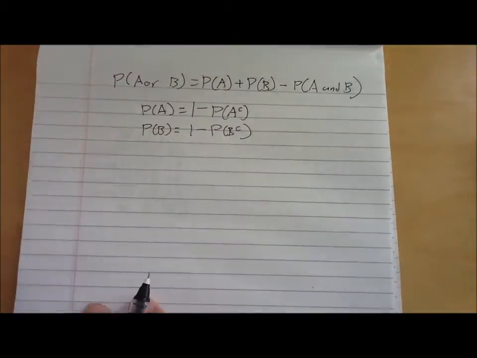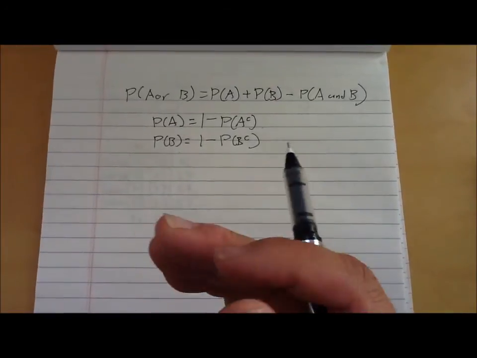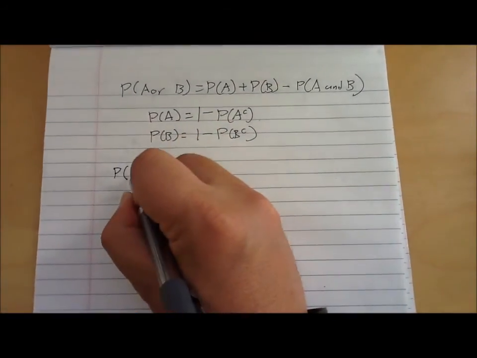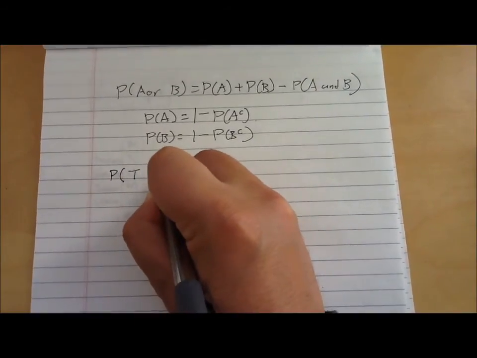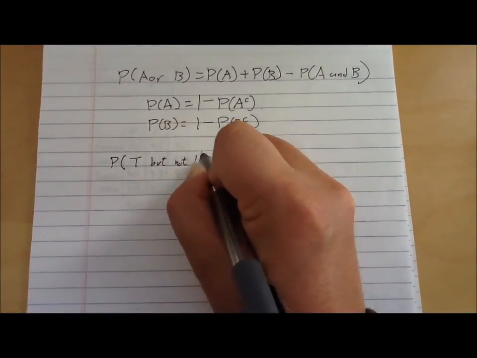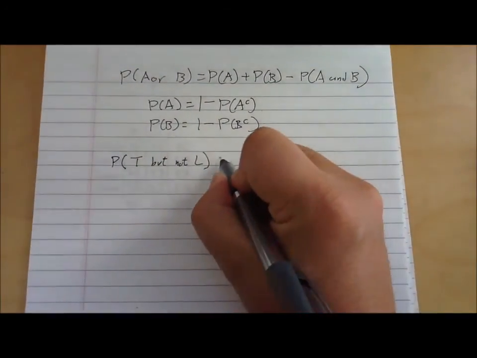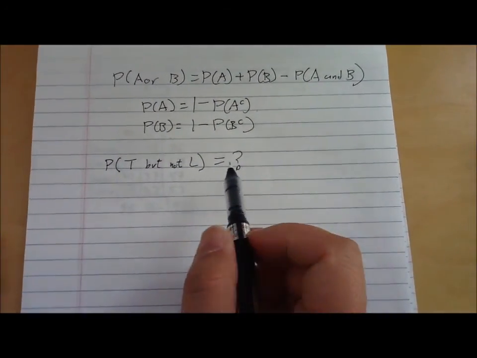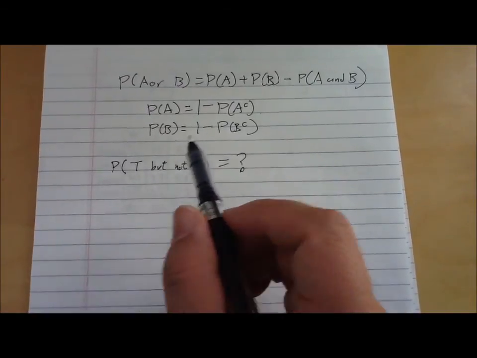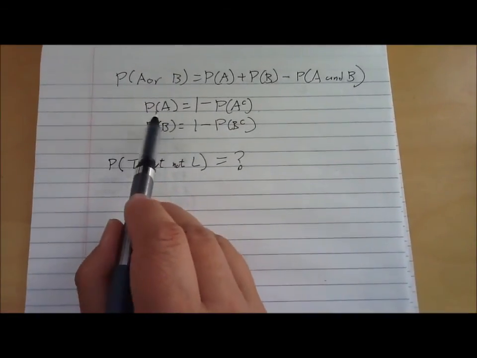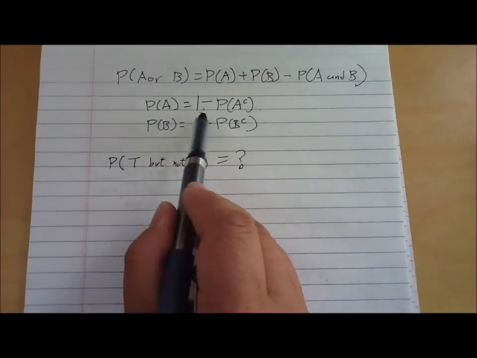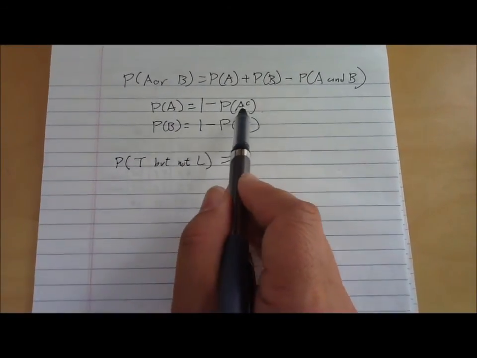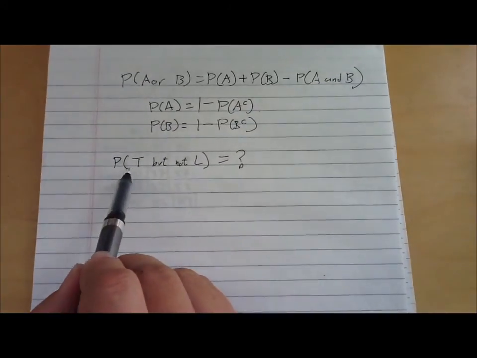In the previous example, when we talk about all these dogs, we could ask questions such as, what's the probability of owning a terrier but not a Labrador? Now that question could be a little bit confusing because T and L is easy, but T and not L is not so easy. So what you have to do is look at L and then its complement, not L, and work out how this relates to that and use this equation to figure out the answer.